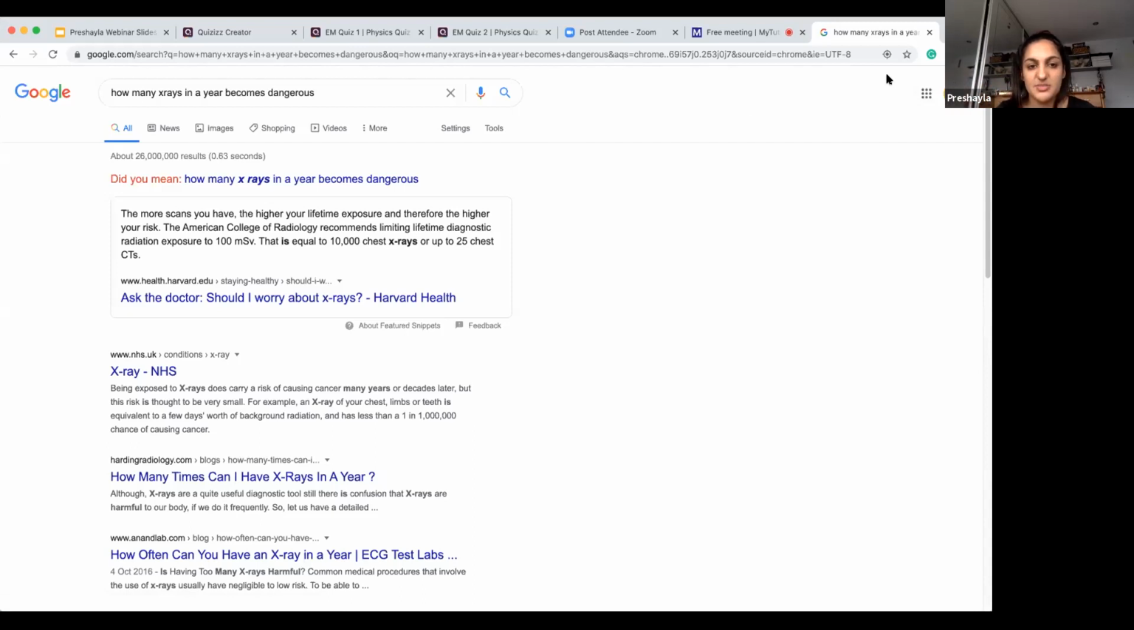So I've just put it into Google, and it says that 10,000 X-rays in your lifetime could be harmful. So if you have 10,000 X-rays, that's when it starts to get harmful in your lifetime. So 2 X-rays a year is not going to do anything.